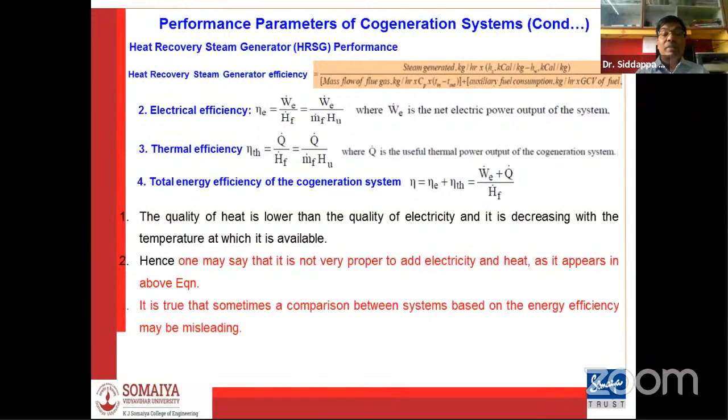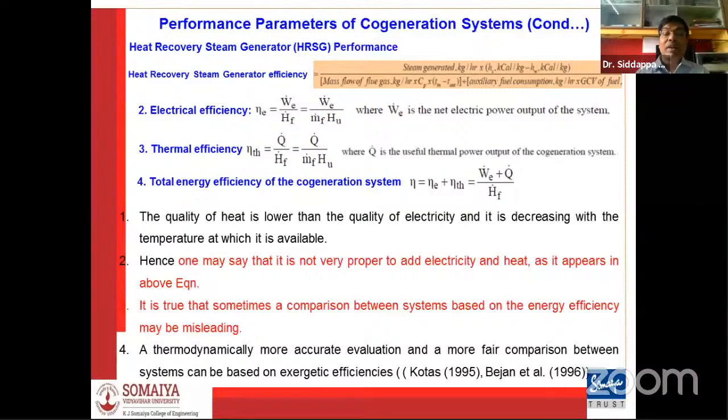It's true that sometimes a comparison between systems based on energy efficiency may be misleading, and hence a thermodynamically more accurate evaluation and a more fair comparison between systems is to use exergetic analysis of the systems.